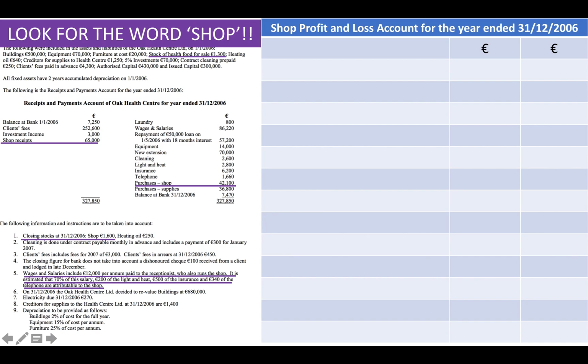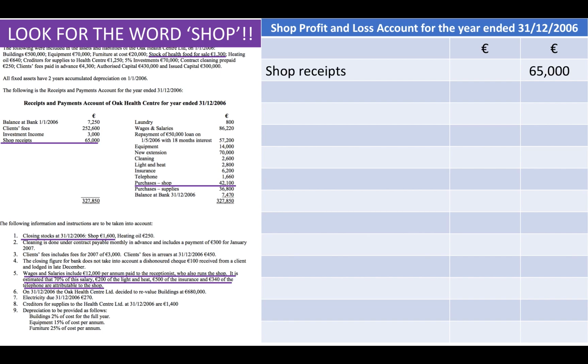And then note 5, we have wages and salaries include 12,000 per annum paid to the receptionist who also runs the shop. It is estimated that 70% of this salary, 200 of the light and heat, 500 of the insurance, and 340 of the telephone are attributable to the shop.